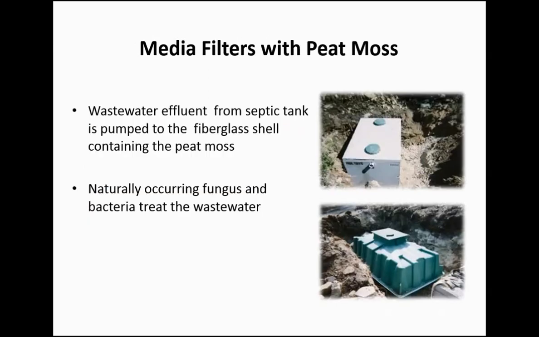Another system, media filters with peat moss. The wastewater effluent from the septic tank is pumped to the fiberglass shell containing the peat moss. And naturally occurring fungus and bacteria treat the wastewater. This is basically an attached growth pre-treatment system consisting of a fiberglass tank with the peat moss. The wastewater is discharged to the soil through a lateral or a drip irrigation system.